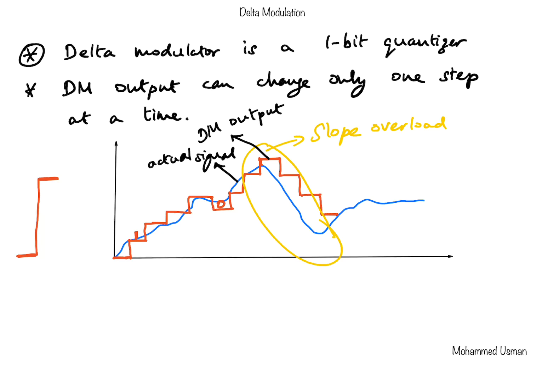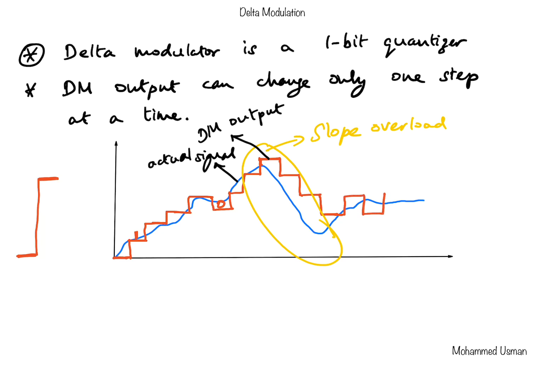Another problem that can happen in delta modulation is when the slope of the signal is very small, as in this case. If you see here, the signal is more or less constant. It's not changing too much. It's almost flat, so that's the situation where the slope is very small, or almost zero in this case. So when the slope of the signal is small, the output of the delta modulator is going to jump up and down between two levels.